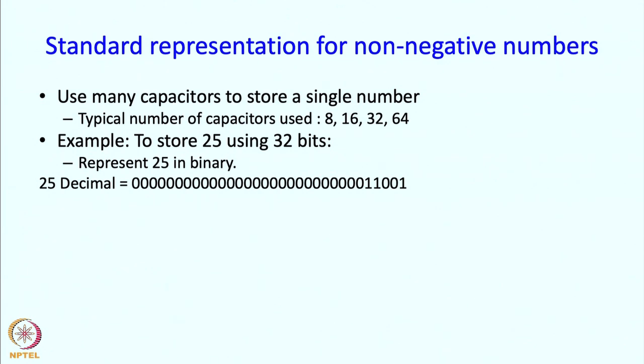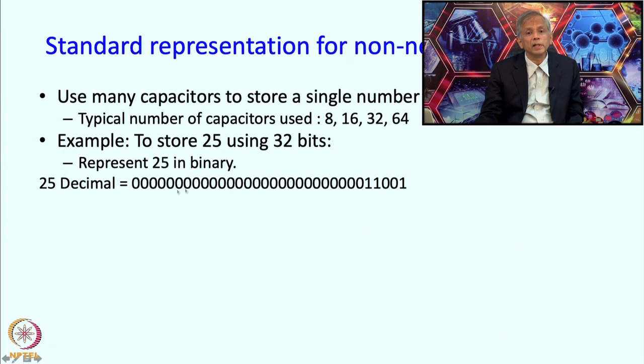It is this last thing at the end, 11001. So that is 25 in binary. But we are going to use it using 32 bits. So we are going to have a total of 32 binary digits or bits over here, but of course the more significant bits are going to be all zeros. So this is the representation of 25 using the binary system. That's the first step that we are going to do.